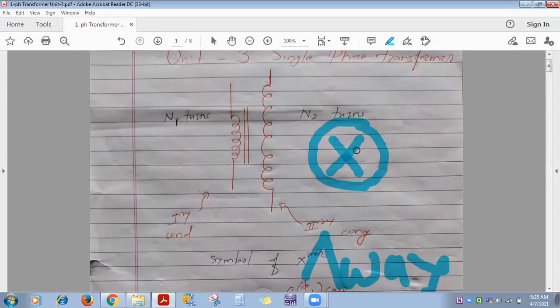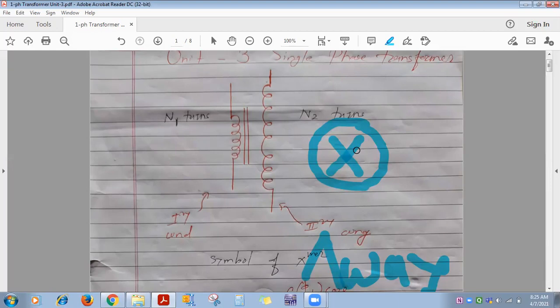Now around it, it will produce a magnetic field, and what will be its direction? For that you have to use the right hand thumb rule. Right hand thumb rule is used for what purpose? To find out the direction of the magnetic field produced around a current carrying conductor. Now what is the right hand thumb rule?